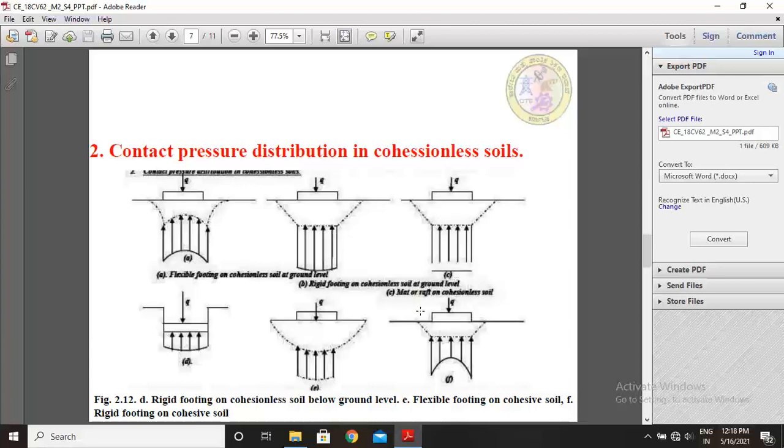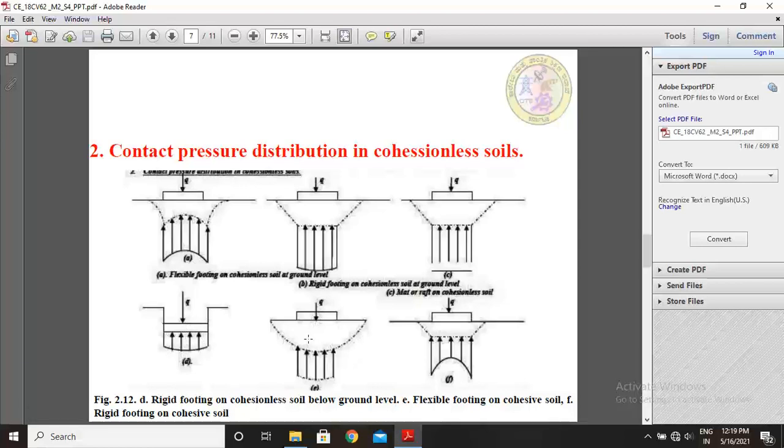This figure C is for a mat or raft footing on cohesionless soils. Now, how are contact pressures developed in terms of shape? See, here this is a smooth curve, but here these are horizontals. That is the difference between this diagram and these diagrams. And this is figure D. This is a rigid footing on cohesionless soil below ground level. Below ground level, if the structural load is applied, then contact pressure occurs like that below the footing.